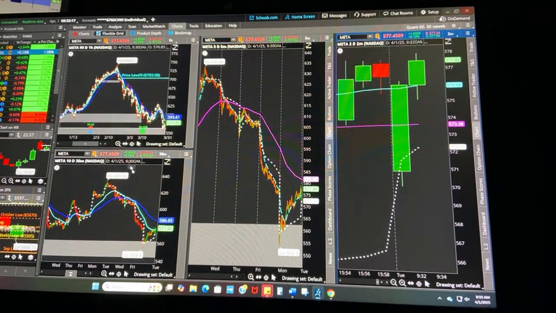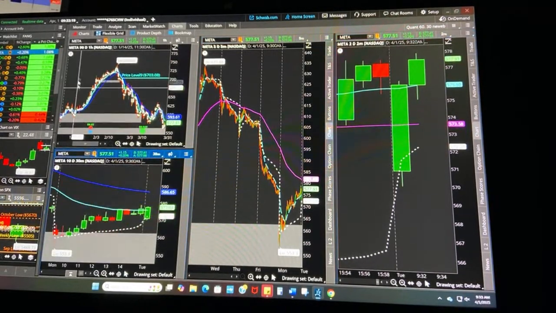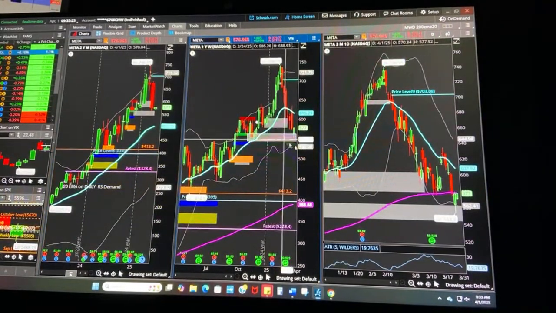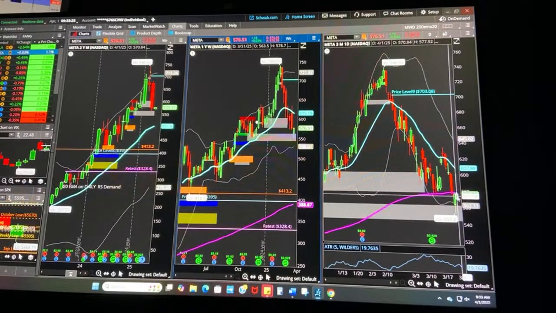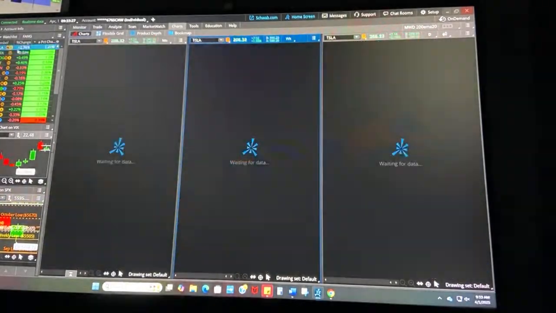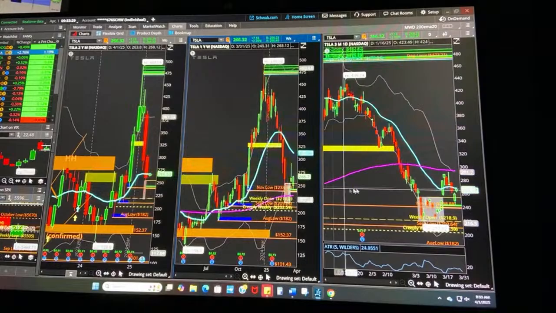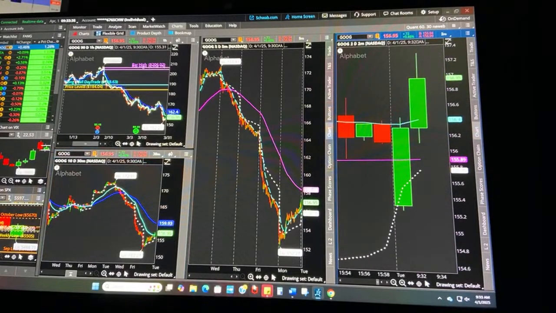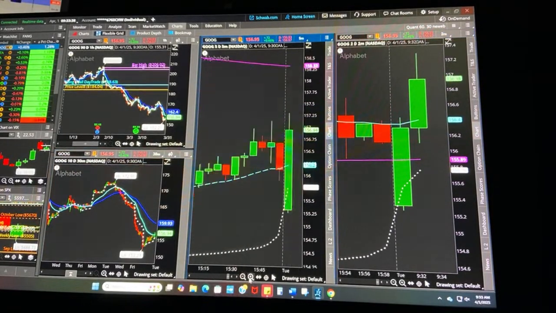All right, Meta, just because of the location that we are at in the higher time frame, being the monthly and the weeklies, versus Tesla kind of in the middle here, Meta might be a bit of a better play just to put more probability in your favor.